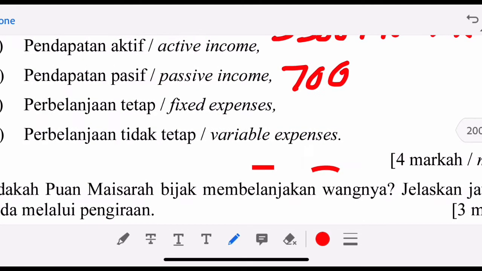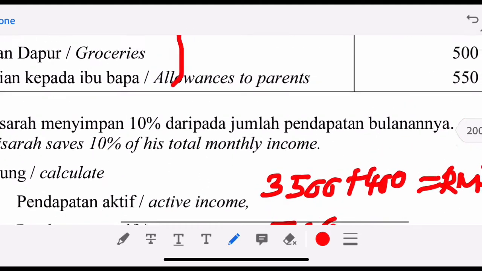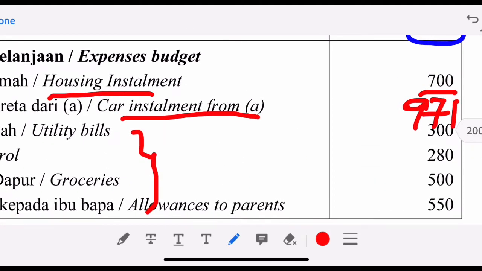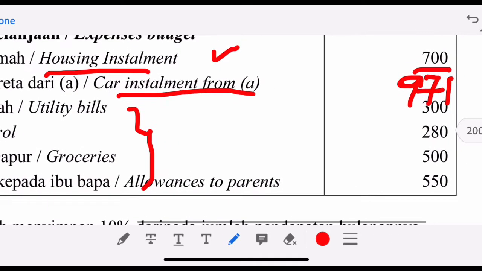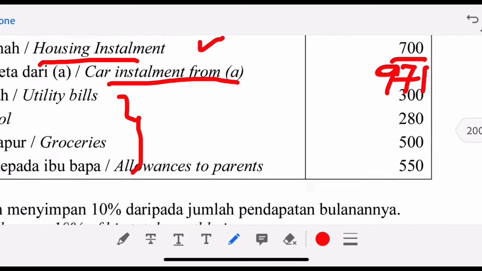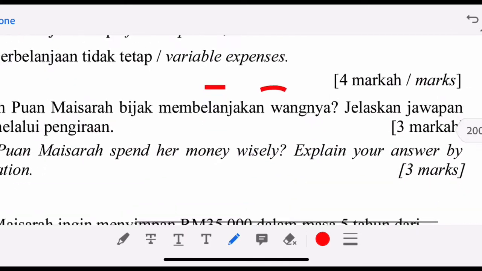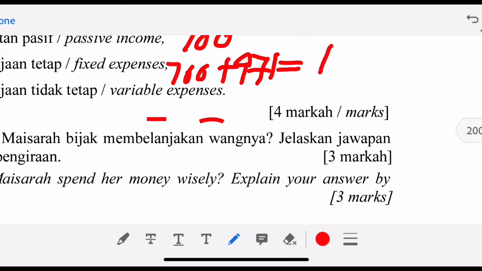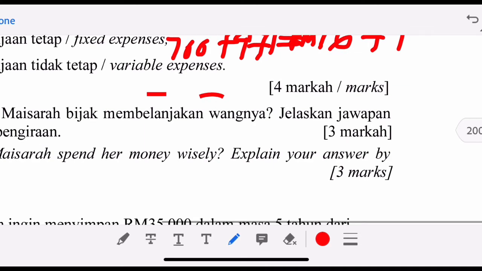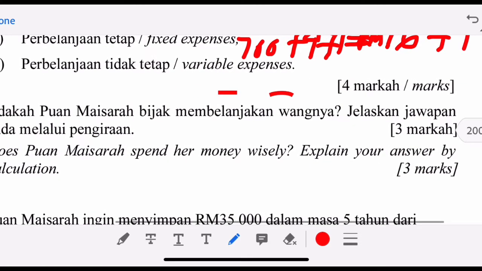Fixed expenses will be the amount of the expenses normally is borrow, like loan or the car installment, housing installment. So 700 plus 971 normally is compulsory to pay every month, so it is RM1671.